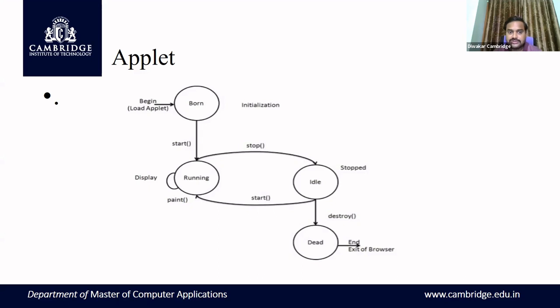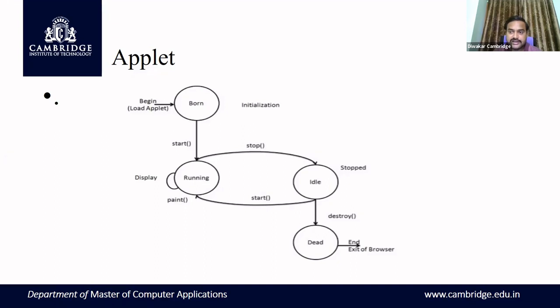When an applet loads, it will go to the newborn state. Then it will go to the running state. From the running state, it will go to the idle state by invoking the stop method. Then from the idle state, it comes back to the running state by invoking the start method. If you want to destroy an applet, by invoking the destroy method, the applet will be dead. If you want to see an output, you use the paint method and you see the output here.